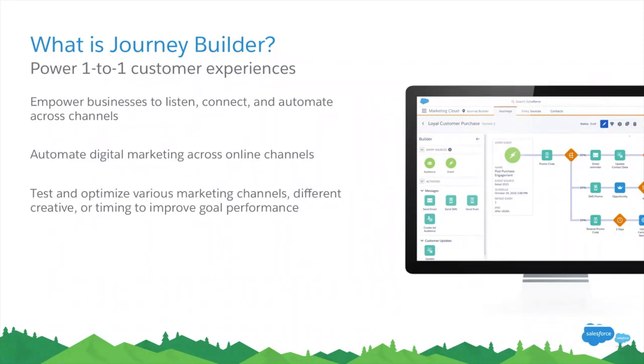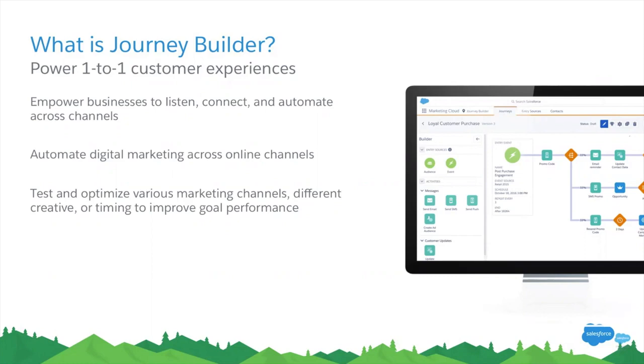And the journeys are responsive, and depending on the actions the customers take, the journeys can be responsive. The customers can be routed through different paths depending on the actions that they take. As you see here, Journey Builder can be used to empower businesses to listen, connect, and automate across channels. So a journey can see how the customer's engagement has been, or it can also look at the attributes on the customer, and it can automate accordingly. It can also send messages that connect with the customers.